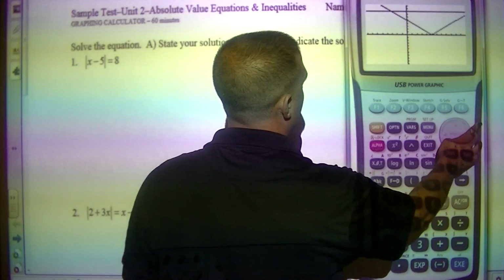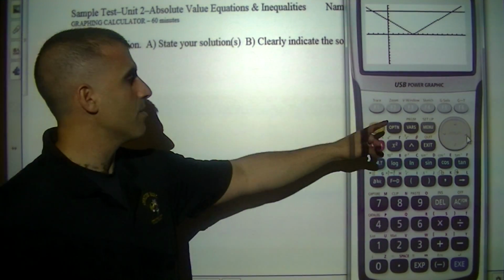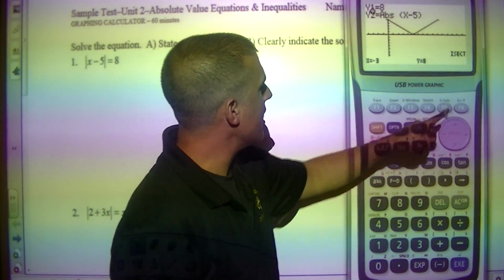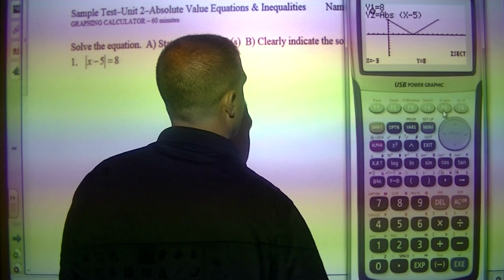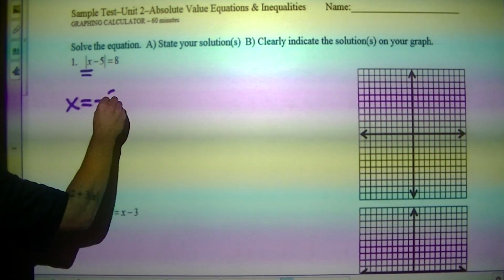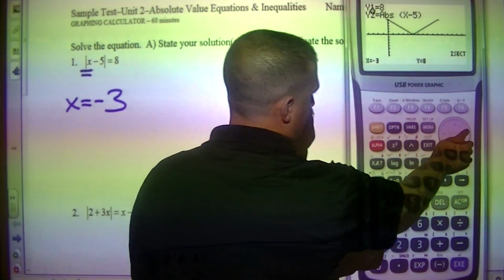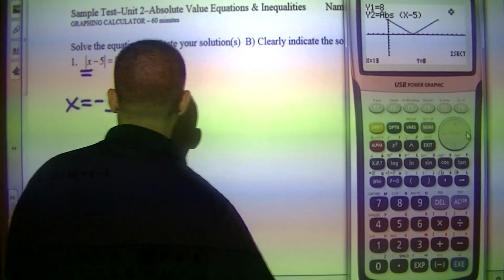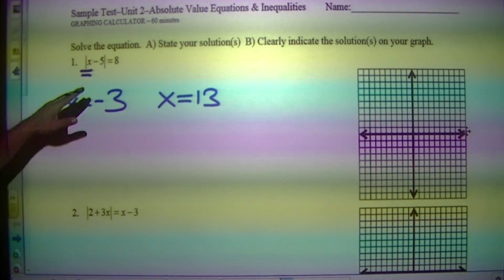Okay? And now, what I'm looking for are those intersections. So what I do is I do G-solve, intersect. One of those is x equals 3 and y equals negative 8. Now, since I have an x equals equation, I want x equals negative 3. This is all I want there. And then if I hit the over button, it jumps over to 13. So x equals 13 is the other answer. All right, that's my solutions.